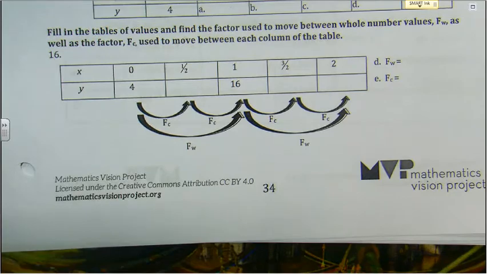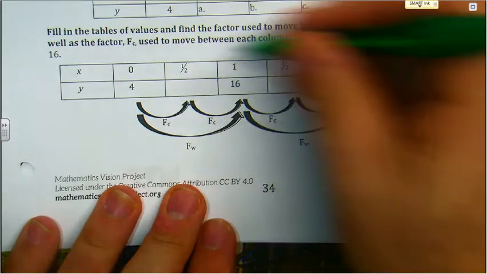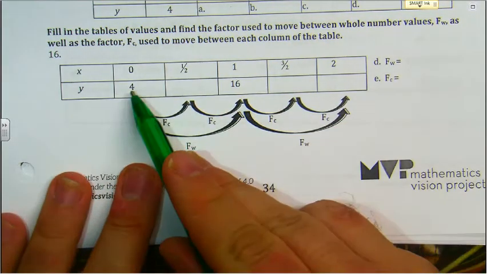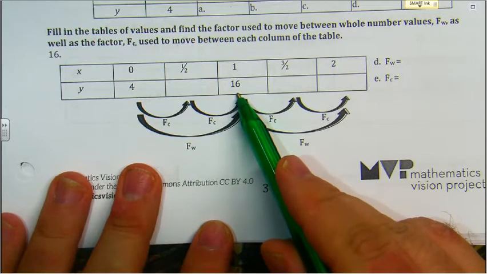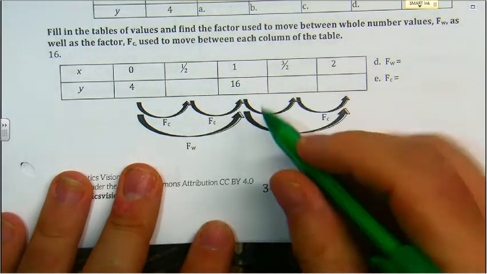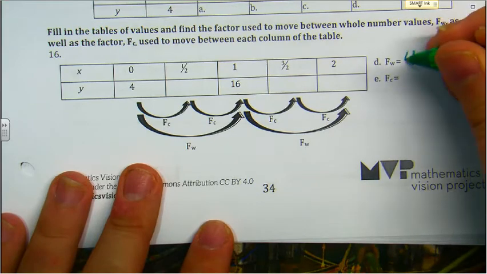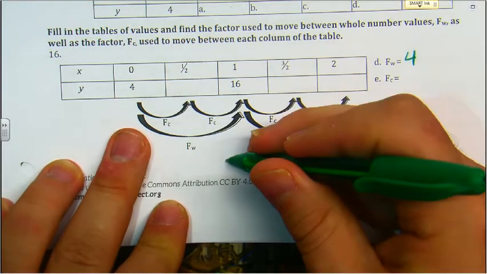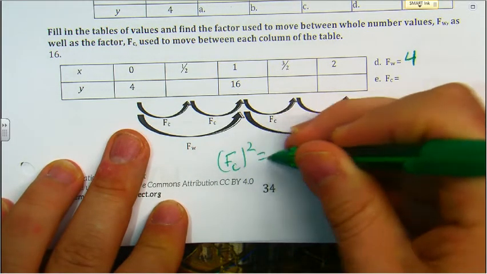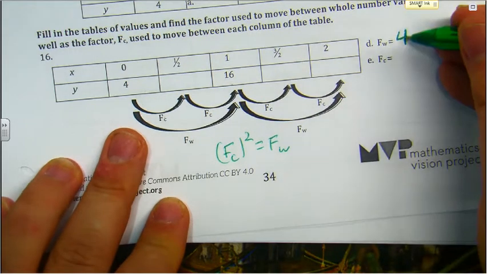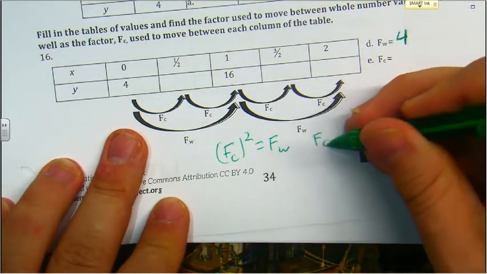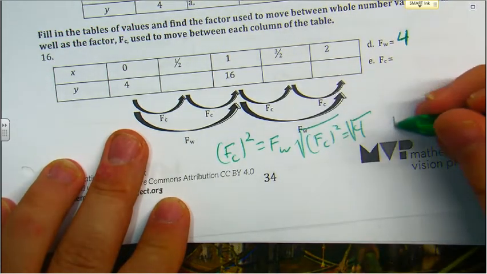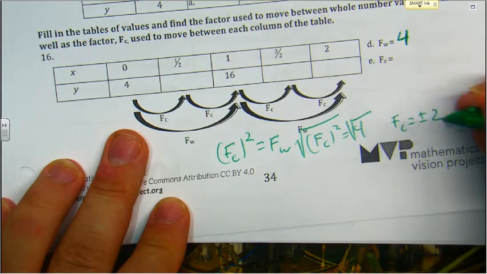So we need to figure out how much each whole step is, that's the f of w, and how much each half step is. To go from 4 to 16, we know this is geometric, so I've multiplied by 4. Now each half step is f of c times f of c, so f of c squared has to equal my f of w. I know my f of w is 4, so f of c squared equals 4. If I square root both sides, f of c equals plus or minus 2.